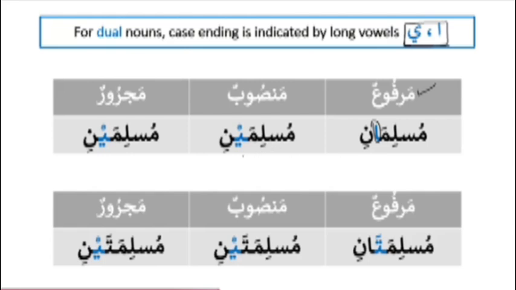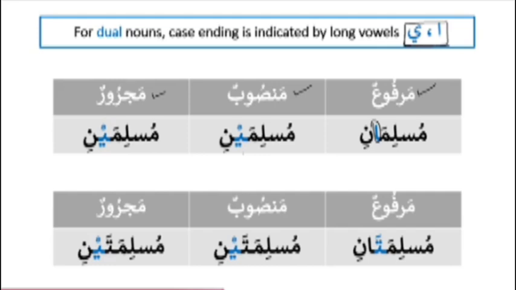And when it has the sound of aini, aini, as we can see over here, muslimaini, muslimaini, that means the noun is mansub or it is majroor. Now, of course, the next thing that will come to your mind is, how would I know if it is mansub or majroor? And we know that both of them are the same.